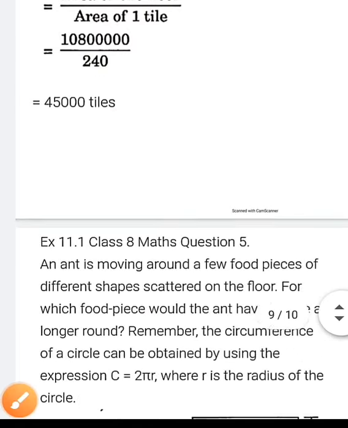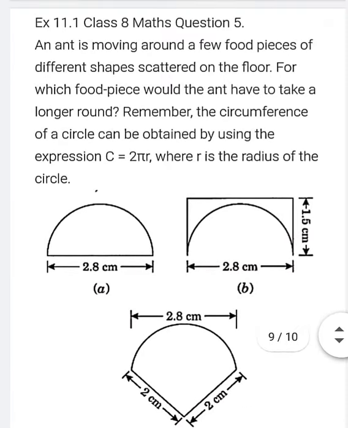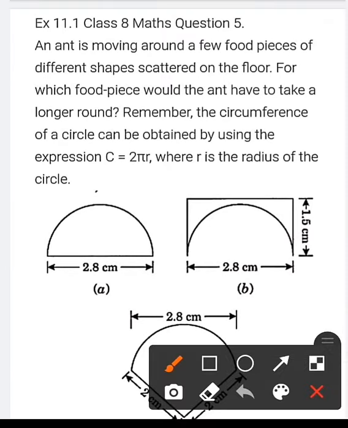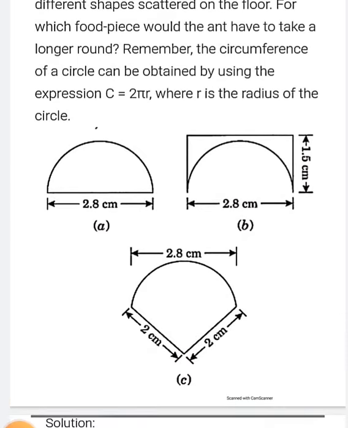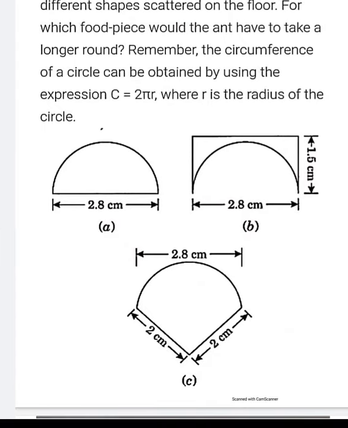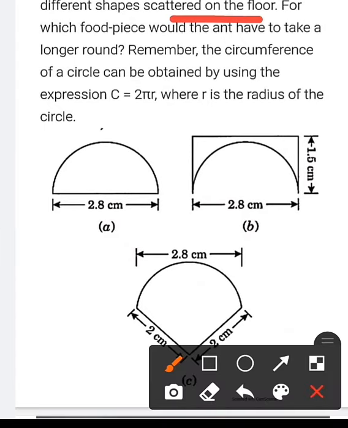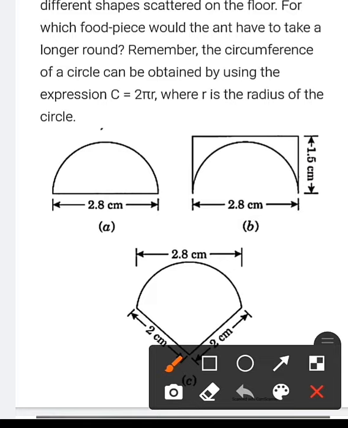Now moving ahead with the fifth question. So let us first see the question carefully. An ant is moving around a few food pieces in different shapes scattered on the floor. For which food piece would the ant have to take a longer round? Remember, the circumference of a circle can be obtained by using the expression C equal to 2 pi r, where r is the radius.